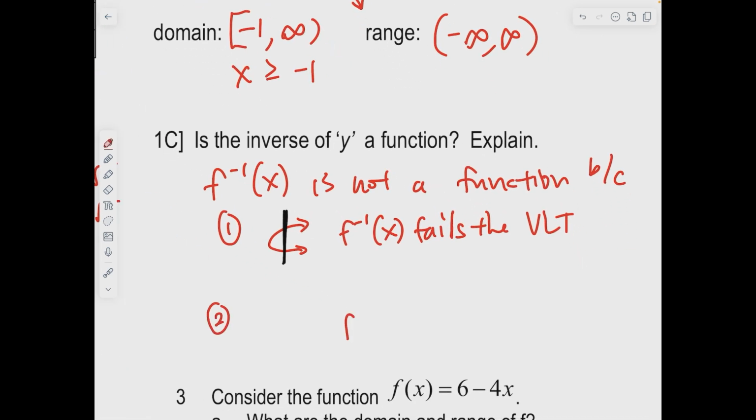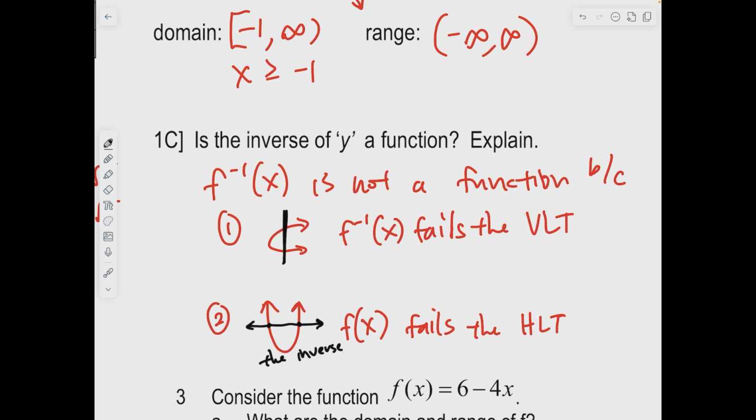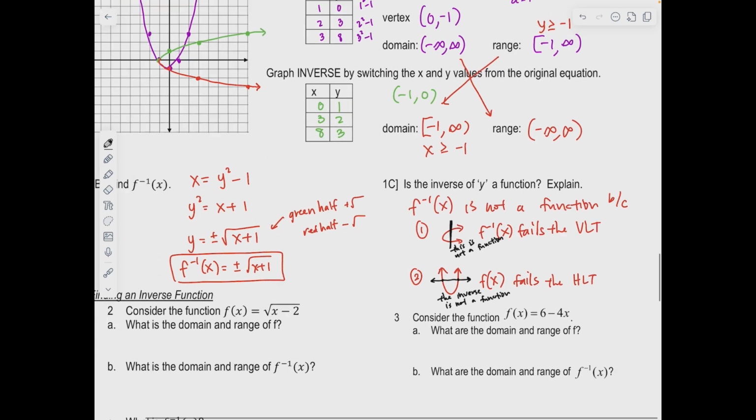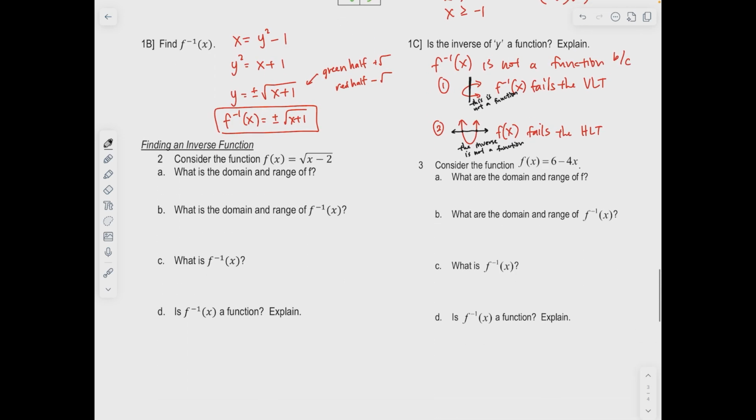Option number 2, f of x, the original parent function, fails the horizontal line test. So when you give the horizontal line test and it fails, that means that the inverse of this is not a function. Okay, so those are two different options you can use. In a moment, we're going to pause here and we're going to try example 2 and 3.